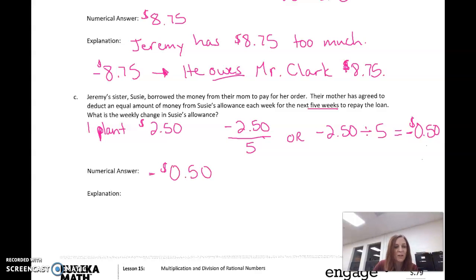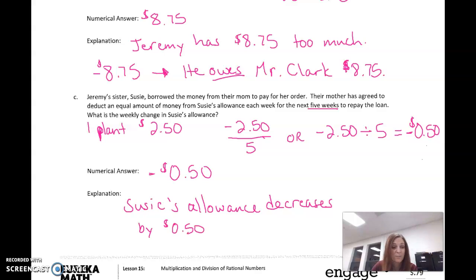What does that mean? Susie's allowance decreases, or something like that, by 50 cents each week. Or you could say it's 50 cents less each week. Something like that. Okay.